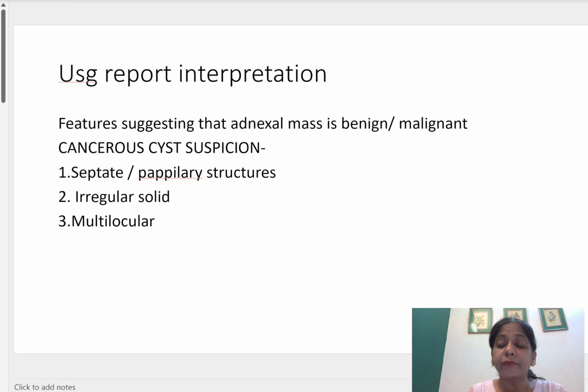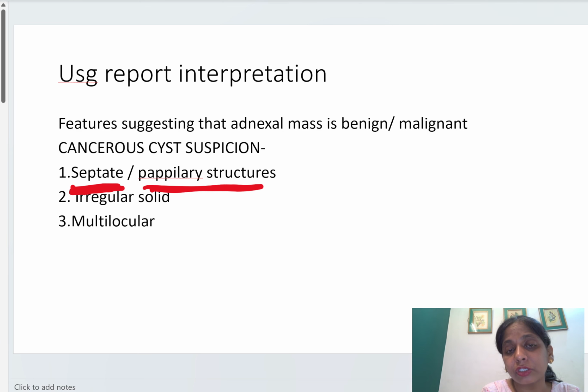The features which suggest that the tumor is malignant: if the tumor is septate, the septate nature indicates that there are papillary structures, and that indicates that the tumor is cancerous. Another is an irregular outline, and the solid nature of the tumor also indicates malignancy. And last but not least is multilocularity.